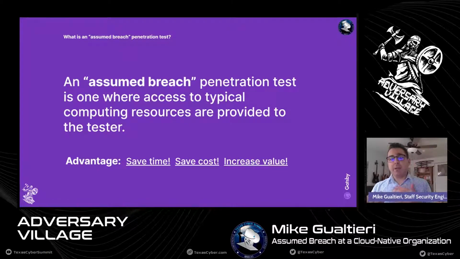But this only makes sense for traditional on-premises networks. If your target has no organizational network, you need to think about how to react, how to provide access and where to provide access. This is a topic we're going to be exploring today.